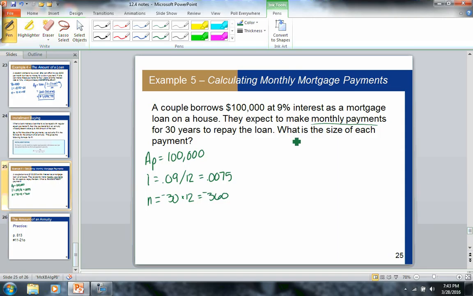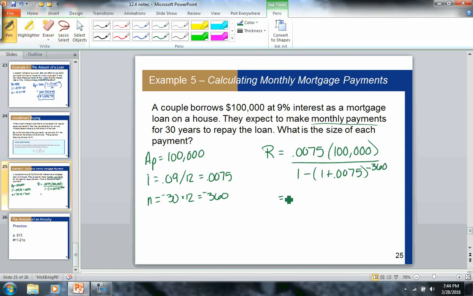So what is the size of each payment? So that's that R value, okay? The rent, how much they're paying every single month. So we're going to start with our interest then, 0.0075, and then we'll multiply it by the A sub P, the amount that they're going to end up borrowing, but that's the total amount that they're borrowing and paying back in the future. Okay, so by the end of 30 years, that's how much they will have paid back. Okay. So then we have 1 minus 1 plus 0.0075 to the negative 360. That's where that comes in.